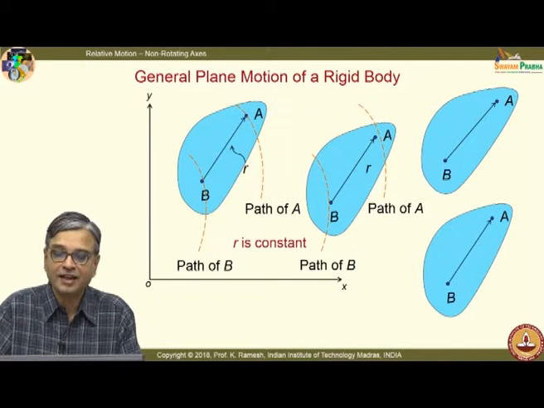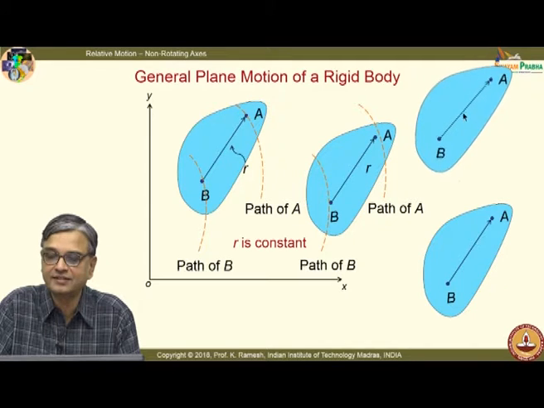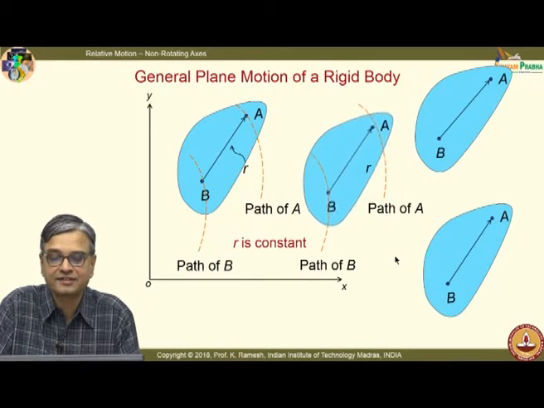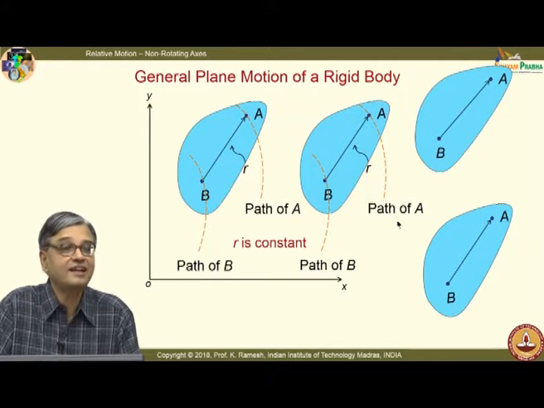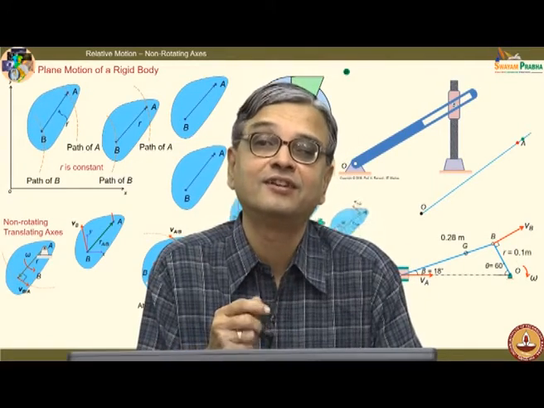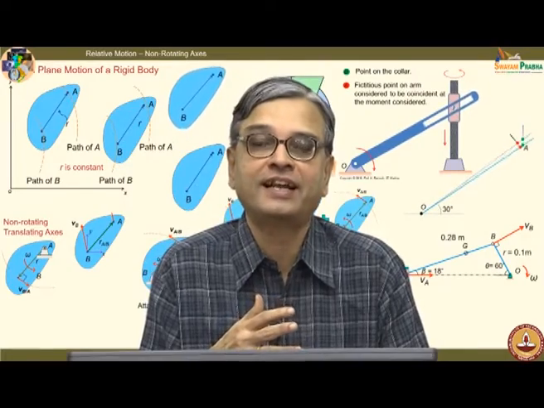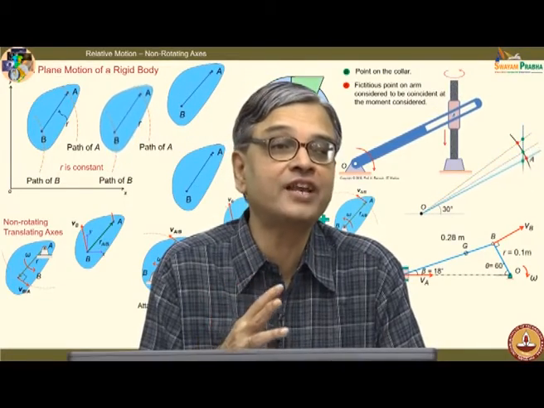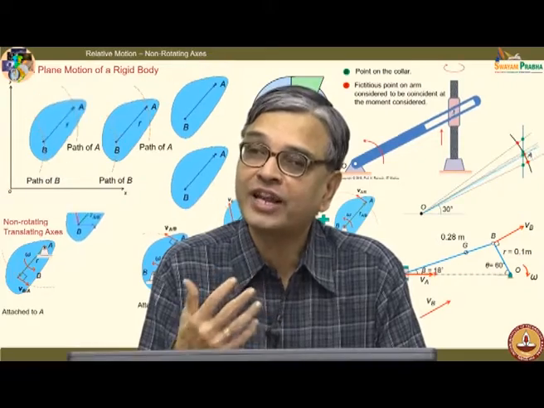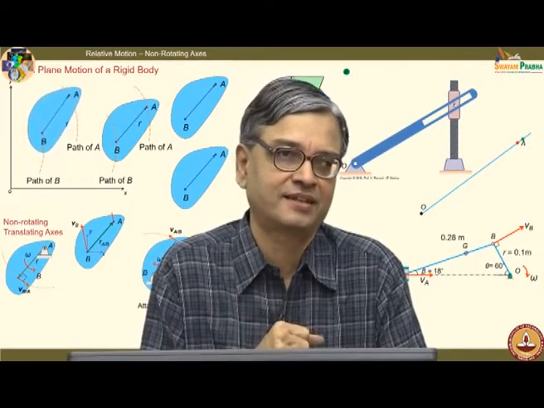Fine. Now, to this rotation, let me give the translation. I have a translation like this, and let me give the translation. It is exactly identical. So, it is very, very convincing to see that a general plane motion can be thought of as a combination of rotation and translation. It is a very, very subtle concept.